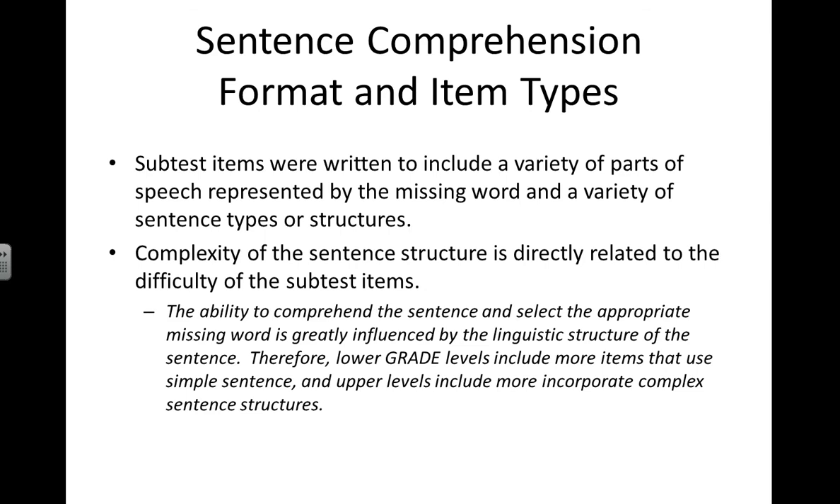The items for the subtest were written to include a variety of parts of speech represented by the missing word and a variety of sentence types or structures. The complexity of the sentence structure is directly related to the difficulty of the subtest items. In other words, the ability to comprehend the sentence and select the appropriate missing word is greatly influenced by the linguistic structure of the sentence. Therefore, lower grade levels include more items that use simple sentences, and upper levels include more complex sentence structures.